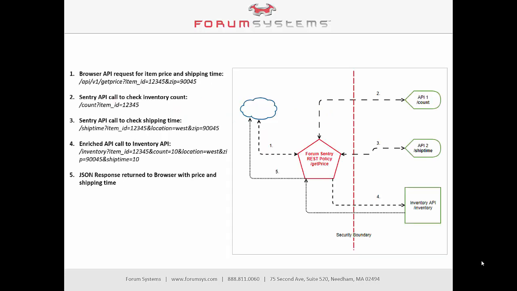There are 5 steps to this simple inventory API workflow. The goal is to make one API request with an item ID and get back the price and shipping time for that item. However, the availability, price, and shipping time applications are all individual microservices with their own API endpoints.